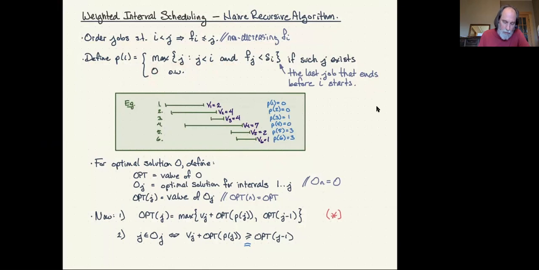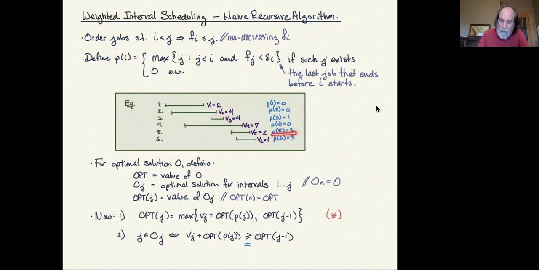So what does that mean? Well, here's a computation. P6 is what? Well, choosing 6 rules out 5 and 4, but doesn't rule out 3. So P of 6 is 3, right?